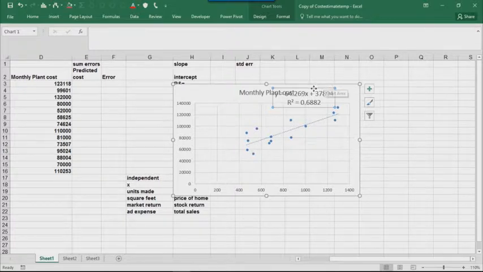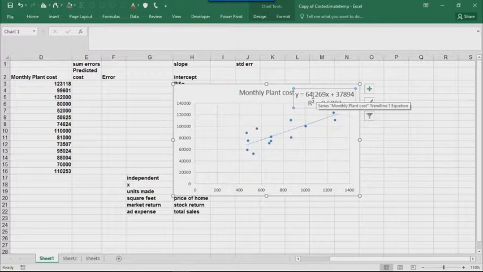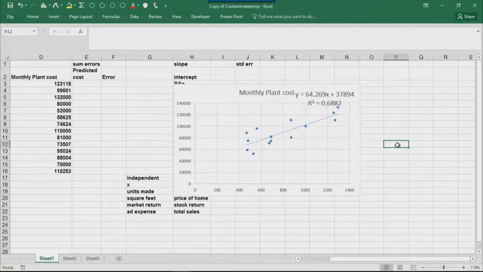So it says here your best bet at predicting the cost of running the plant is 37,894 plus 64.269 times X, which is the units made. Now that 64.269 is basically your unit cost. Every extra unit you make costs about that much money, and this is your fixed cost. The R squared of 0.6882, R squared is always between 0 and 1, tells you that 69% of the variation in monthly cost, your dependent variable, is explained by variation in your units produced.